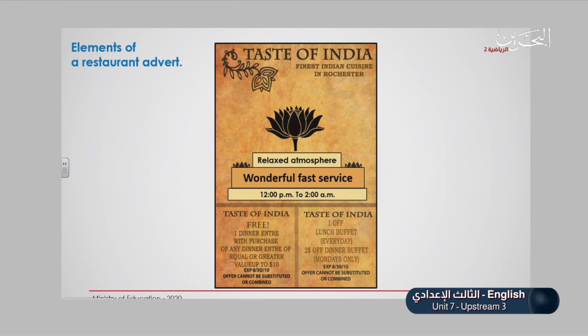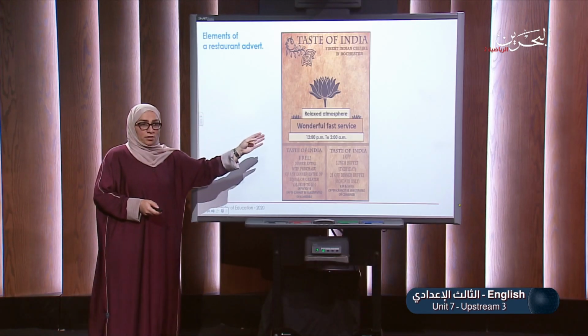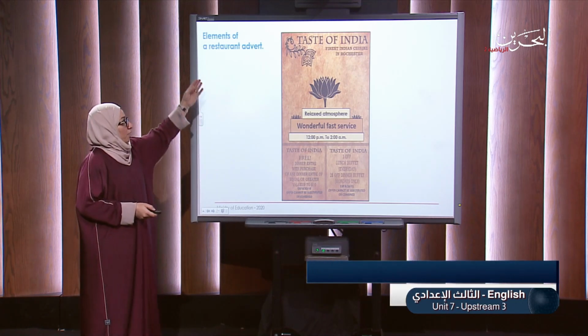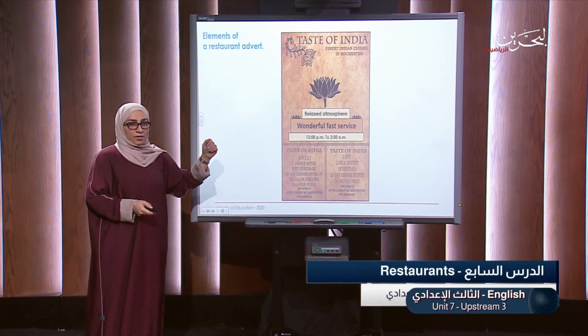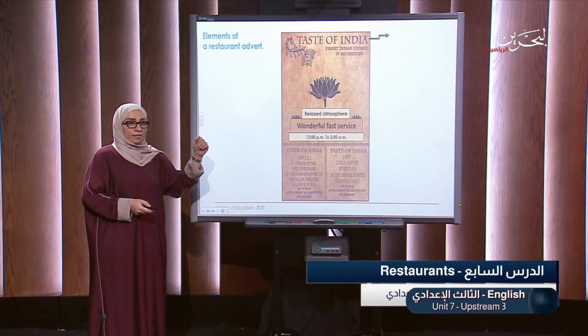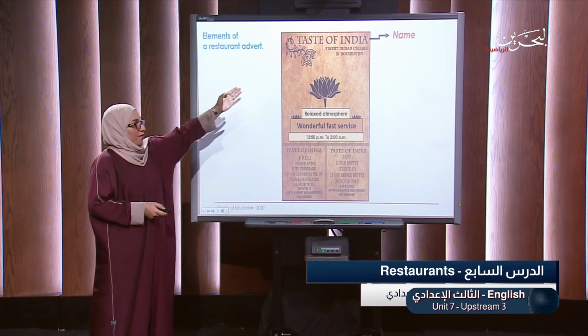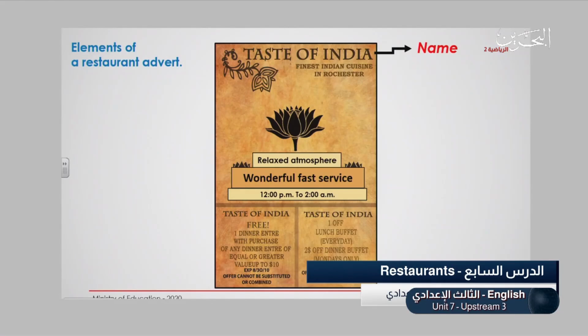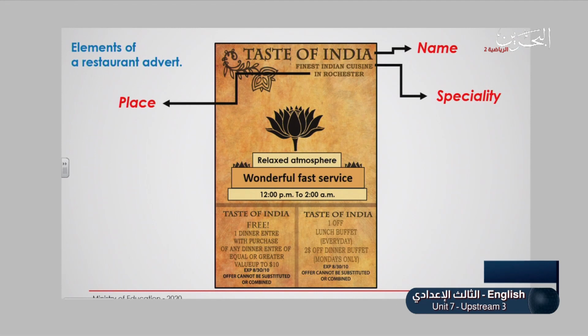Here you have an advert of a restaurant. We want to go through it to find out the elements of a restaurant advert. We will start. We have the name of the restaurant, Taste of India, place, it's in Rochester, the specialty. Which type of food is this restaurant special in? For example, Indian food.